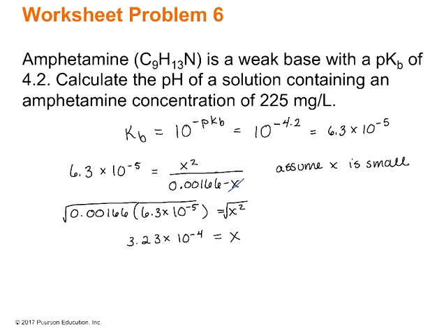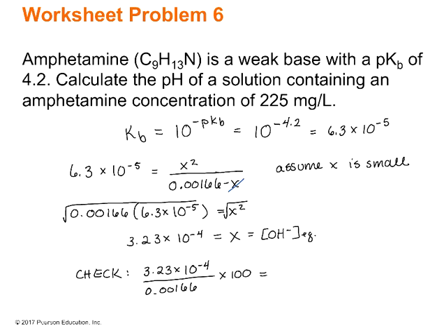And remember that we should always check our assumptions. We want to make sure that our percentage here is 5 or less. So we're going to use our concentration of hydroxide ions at equilibrium, and then divide that by the original concentration of the base, and then multiply by 100.